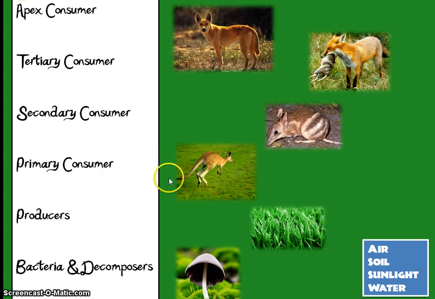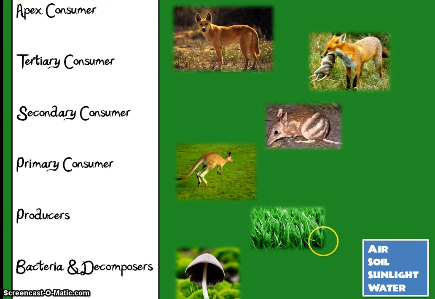Next up, we have our primary consumers. Now, primary consumers are herbivores, which means they only eat producers. Okay, so they only eat plants. That's what a herbivore is, and that's the role of a primary consumer. So they get their energy by eating the producers, which produce their own energy.